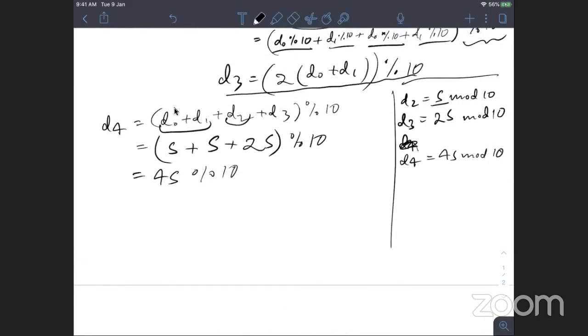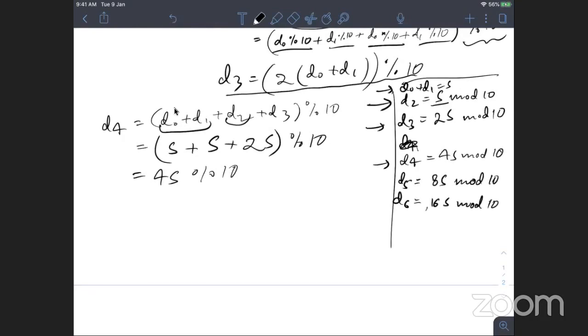Right? And so on. So D5 will actually be 8S mod 10. The way it works out is you add the previous guy, you add the previous guy, you add the previous guy, and you add D0 plus D1, which is equal to S. So you add S, and another S, another 2S, another 4S, which is 8S, right? Now, when you calculate D6, you'll get 16S mod 10.